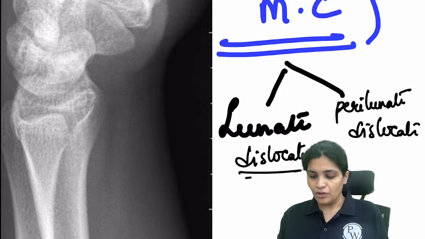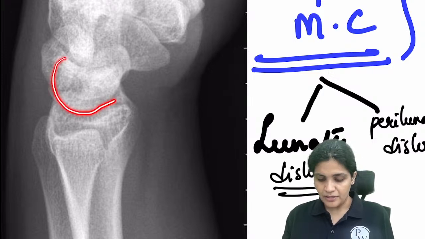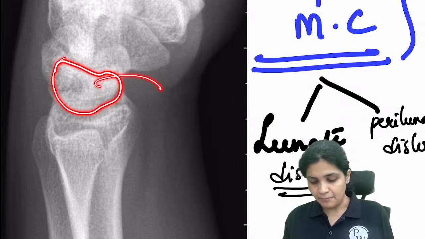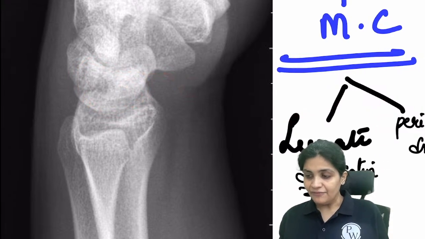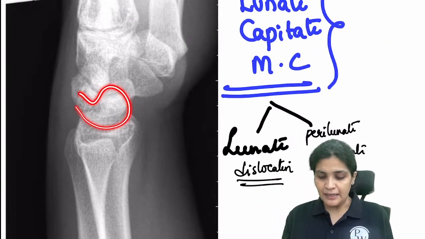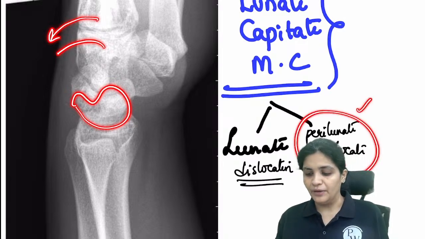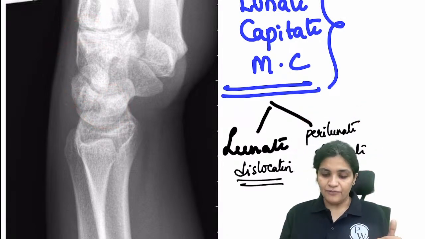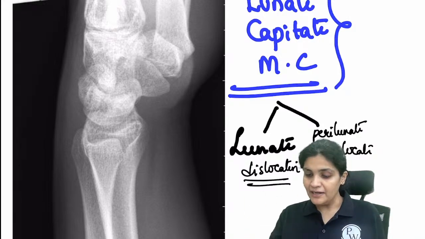So usually if your lunate is not in its position, if it has come out, then it is called lunate dislocation, right? If the lunate is in its place, and the capitate and metacarpal have come out, then it is called perilunate dislocation. Very simple. If lunate comes out, lunate dislocation. Other than lunate, if other carpals come out, it is called perilunate dislocation.